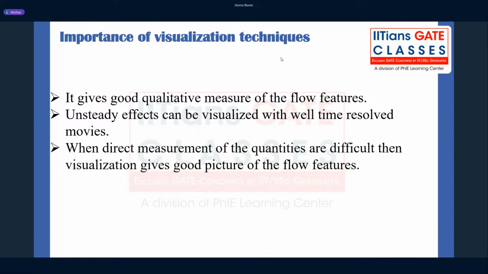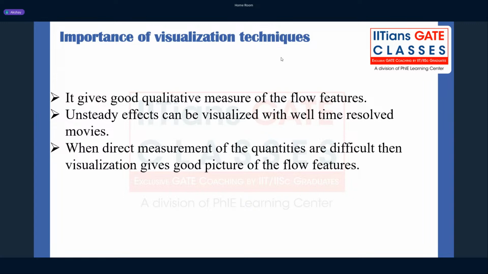Okay, then there are certain scenarios where direct measurements of quantities like pressure or temperature or velocity become too difficult. Maybe whatever you are studying has a more complicated geometry, where you might not have access to put in the sensors. So then visualization gives a good picture of the flow.